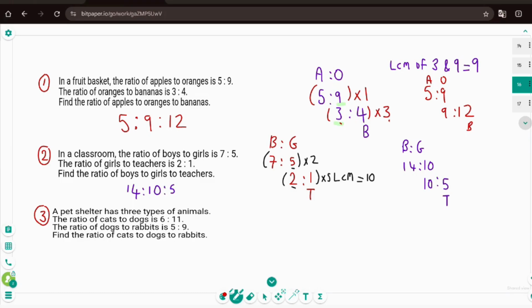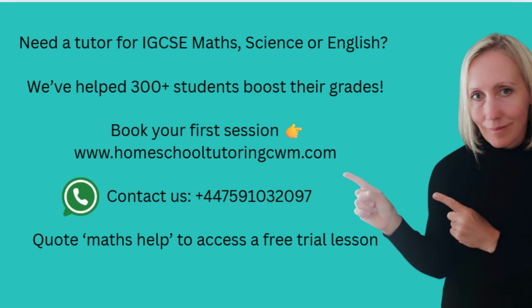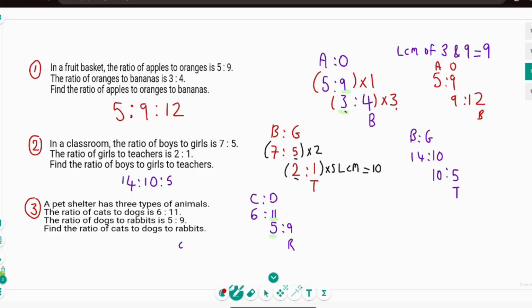And the last one, we've got cats to dogs, 6 to 11. Dogs to rabbits, 5 to 9. I will need to make the dogs the same. The lowest common multiple of 11 and 5 is 55. I'm going to multiply the entire top ratio by 5 and the bottom ratio by 11.